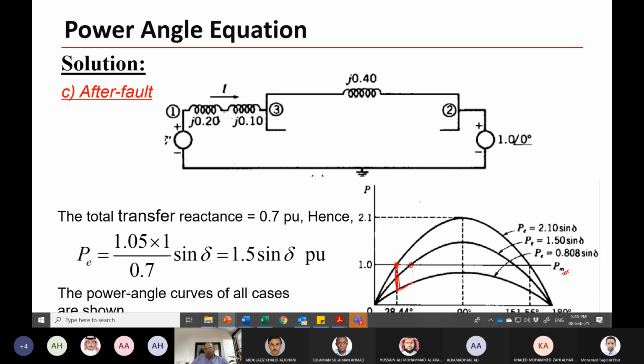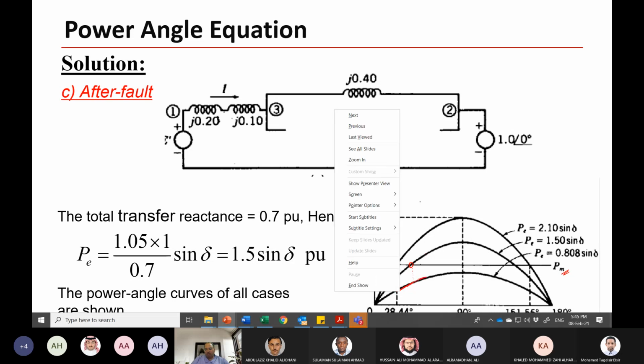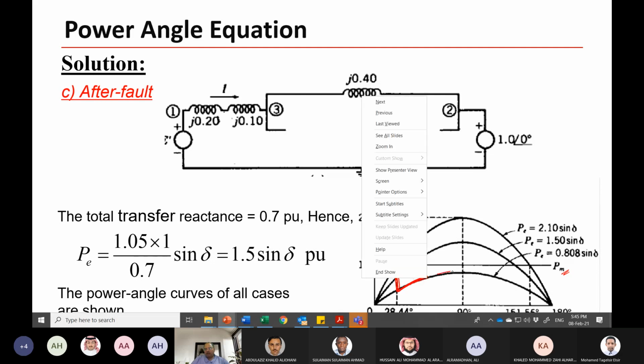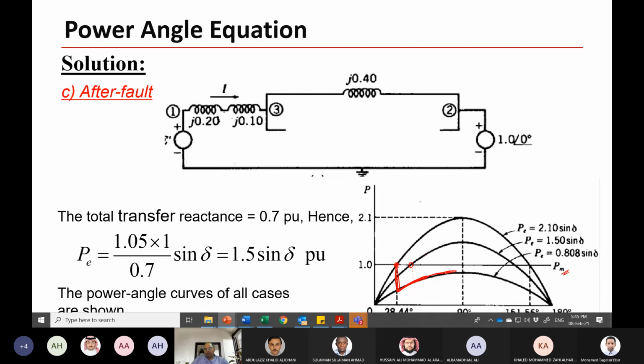No, actually, this point will move, and this movement will be governed by the fault duration. If the fault occurs, for example, for 6 cycles, we are here. If the fault is sustained for 10 cycles, then the angle will increase more and more, so we are here, right? Once we clear the fault, then this jump will come. Assume that we clear the fault here.